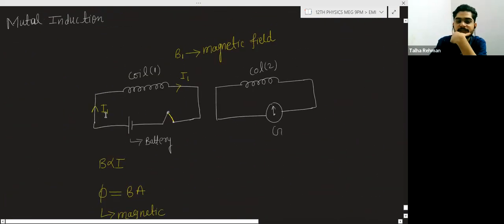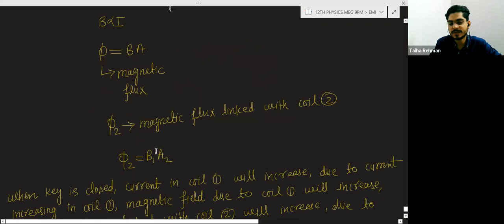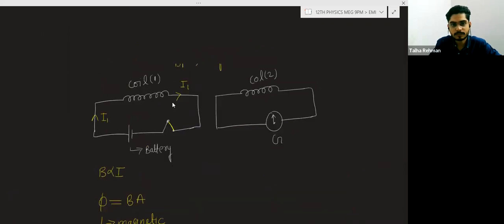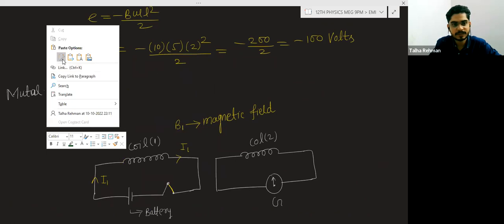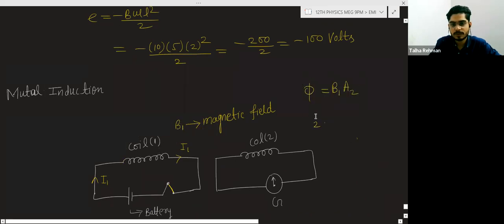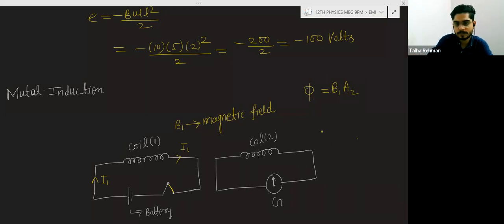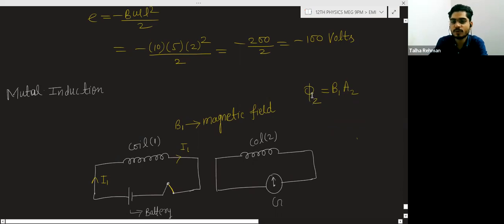when you change the current in this coil, either increasing or decreasing it, there will be a change in the magnetic flux linked with coil 2. The magnetic flux linked with coil 2, phi 2, is directly proportional to the magnetic field. So when you increase the current, B1 will increase and phi 2 will increase. When you decrease the current, B1 will decrease and phi 2 will decrease.